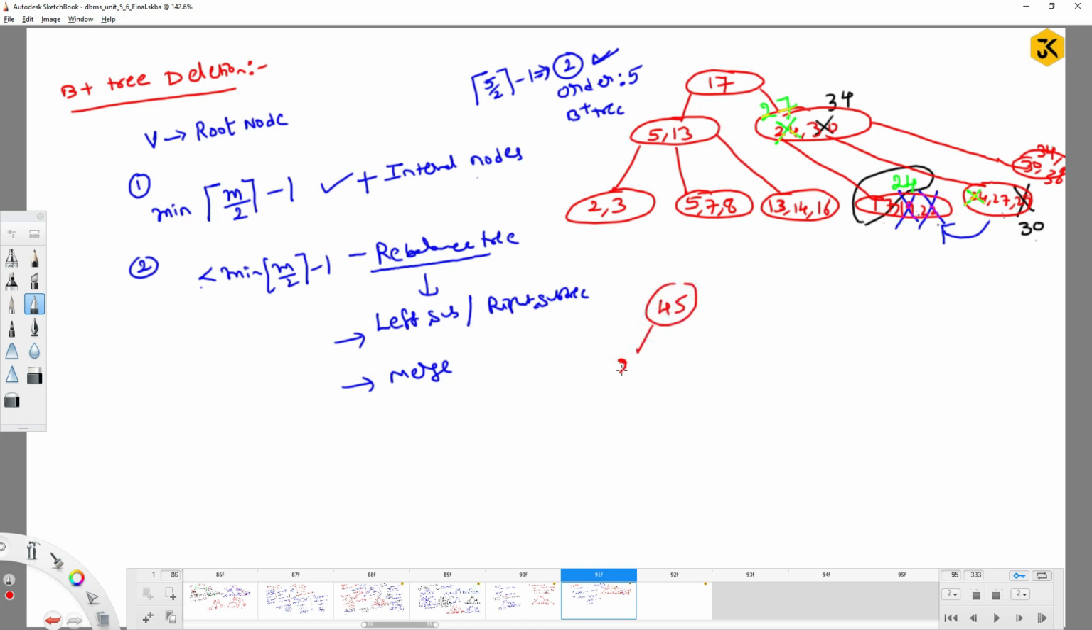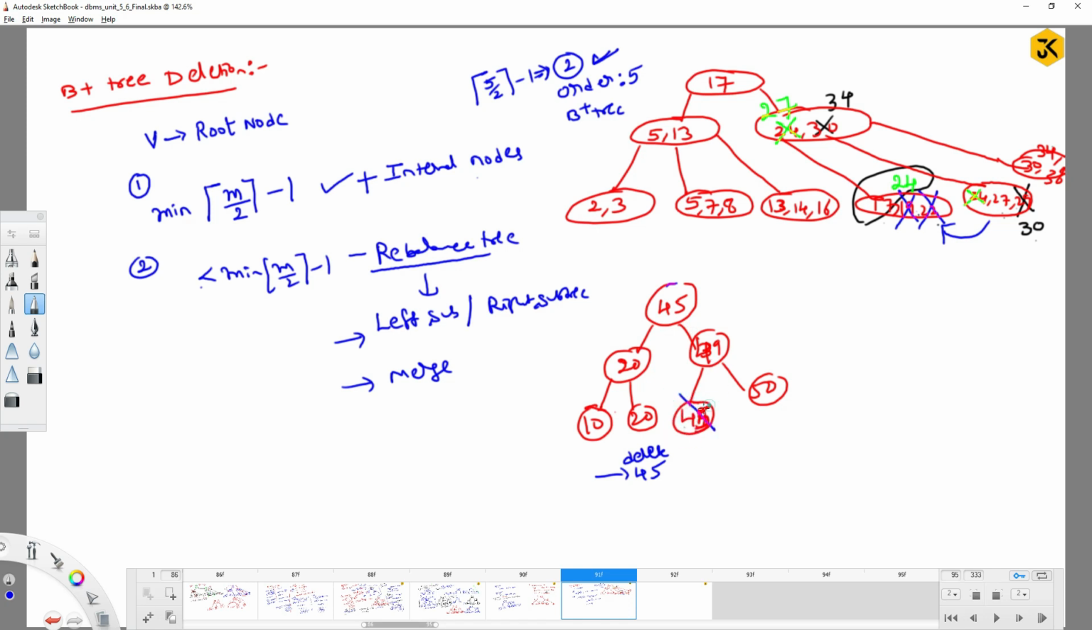For example, if I take one more case, 45, 20, 49, 50, 10 and 20. This should be 45, not 49. Now if I would like to delete the value 45, what will happen? Can I delete the value 45? 45 is not less than, it is greater than or equal to, so I will go to the right side, and so on. I have 45 available here.